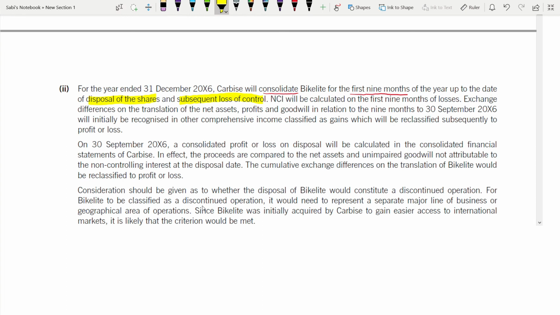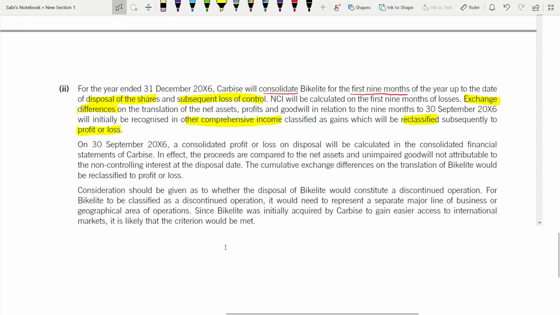You have to write this. Exchange differences on the translation of net assets, profits, and goodwill in relation to the 9 months to 30th September 2006 will initially be recognized where? In other comprehensive income. Initially, the exchange differences. Now that exchange difference is from the translation of net assets, profit, goodwill for only the 9 months. But later, it will be reclassified. Initially, it will be recognized in other comprehensive income, but it will be reclassified subsequently to P&L.